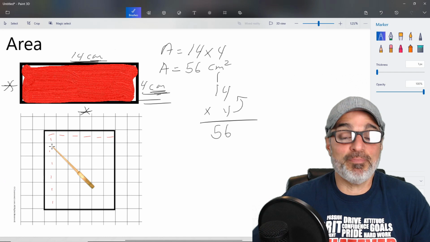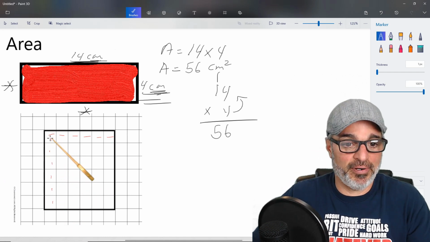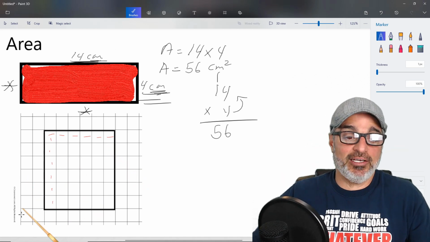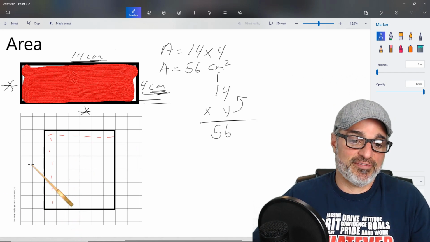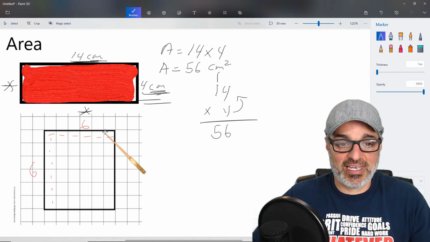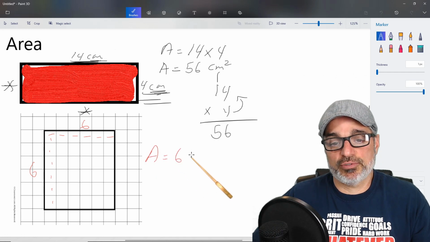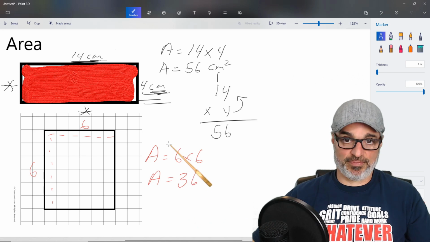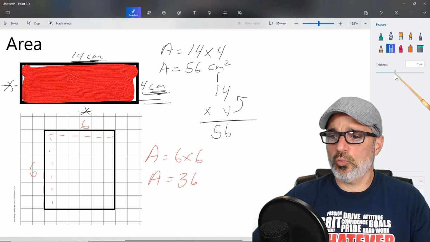So in this case, because we counted the equal units up and sideways, we know the value of the width and the value of the height. So this one is 1, 2, 3, 4, 5, 6. This one is 6. And this one is 6. So what would be the area of this square? The area is equal to 6 times 6. So the area equals 36. Okay, practice those timetables.